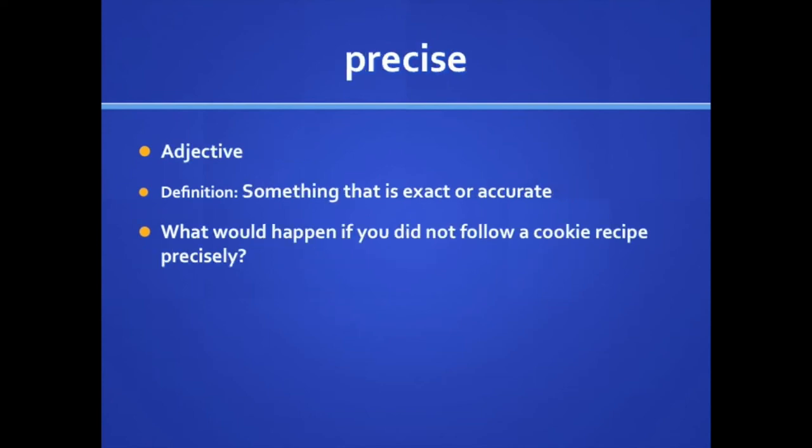The next word on our list is precise. Precise is used as an adjective or describing word in a sentence. Precise means something that is exact or accurate. You might hear the word precise used in a sentence like this. It's important for the clocks to be precise so that everyone knows exactly what time it is. What would happen if you did not follow a cookie recipe precisely? Think about that and put your answer on your vocab sheet.